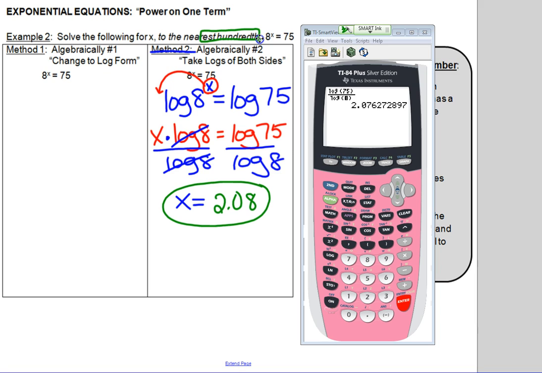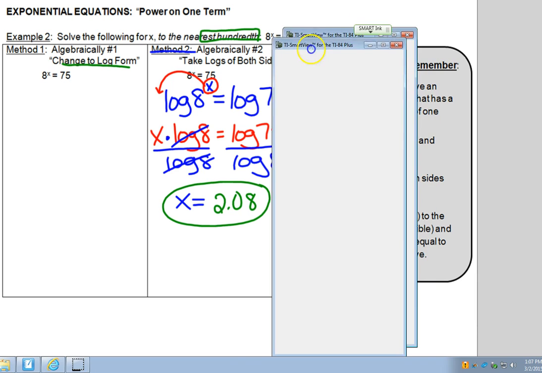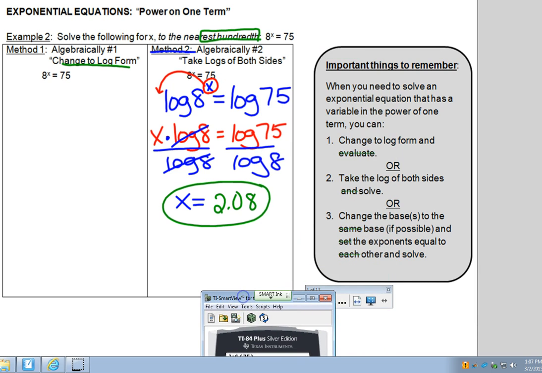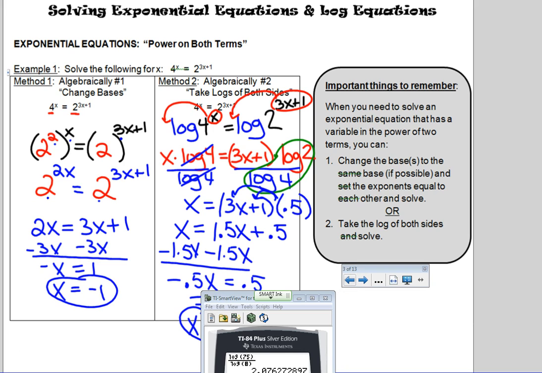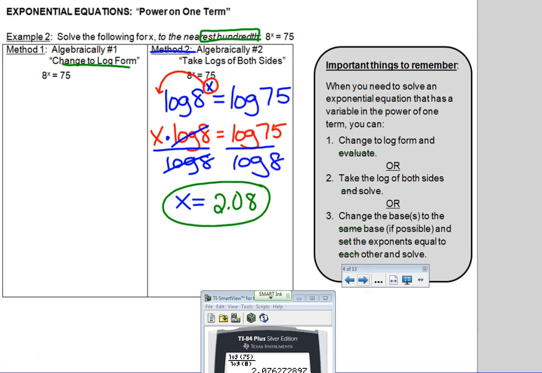Another option that you have is to change to log form. Now this only works if only one side has the power. If you have a problem where both sides have the power, it's going to be a little bit harder. You actually can't change to log form. So if we go back to the first problem, you cannot change to log form because you have powers on both sides. If you only have a power on one side, like the x power and not the other, you can change forms.